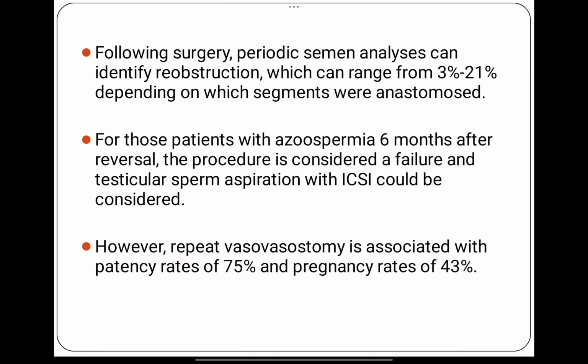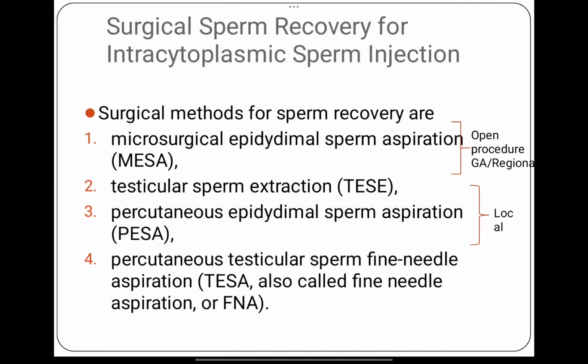For patients with azoospermia 6 months after reversal, the procedure is considered a failure, and testicular sperm extraction with ICSI could be considered. So if the patient post surgery is not having sperms in the semen sample even after 6 months of the procedure, then we can try TESE with ICSI for conception. However, repeated vasovasostomy is associated with a pregnancy rate of 43%, versus 75% for the first.